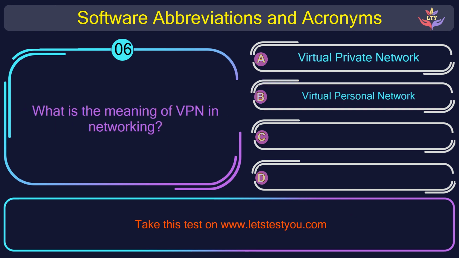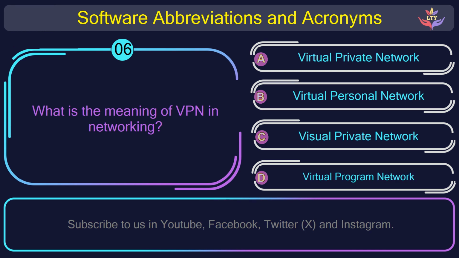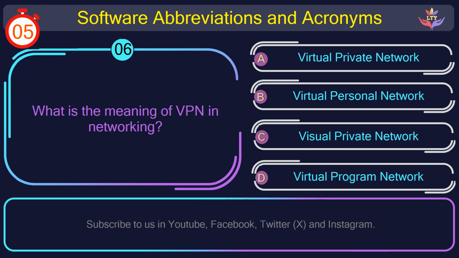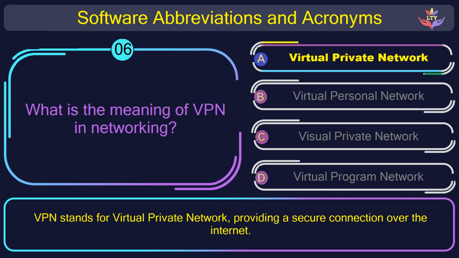Question number 6. What is the meaning of VPN in networking? The correct answer is option A. Virtual Private Network. VPN stands for Virtual Private Network, providing a secure connection over the Internet.